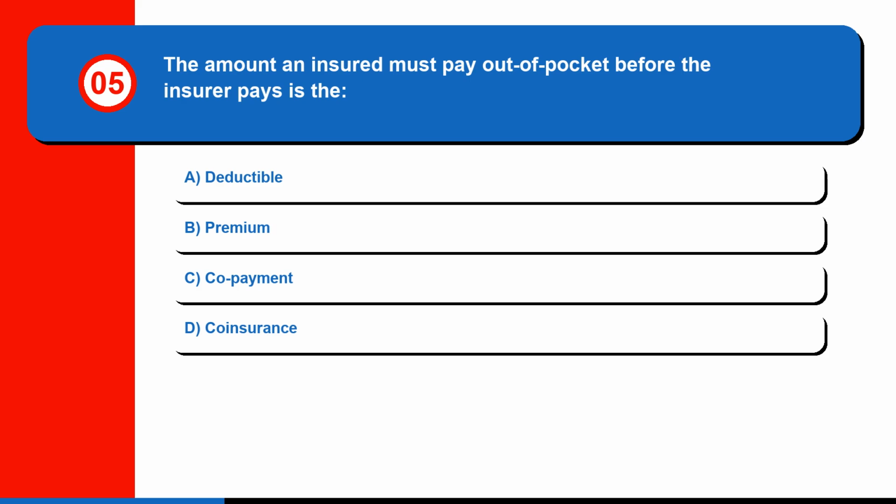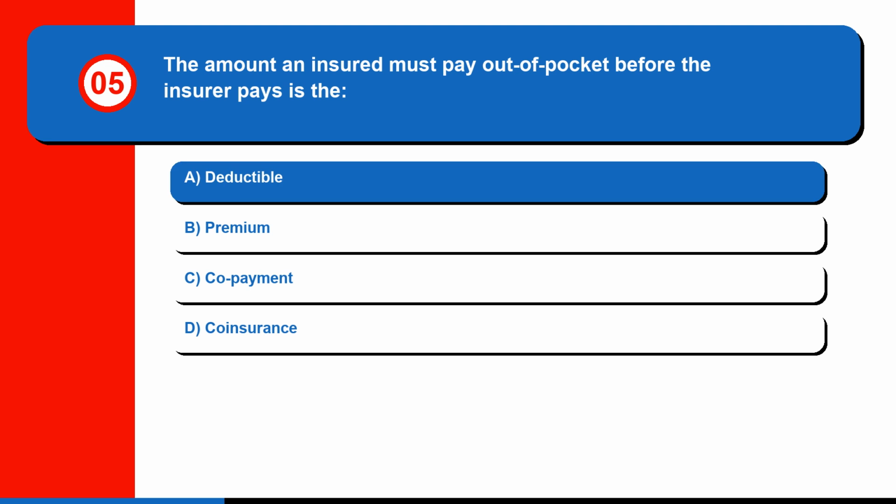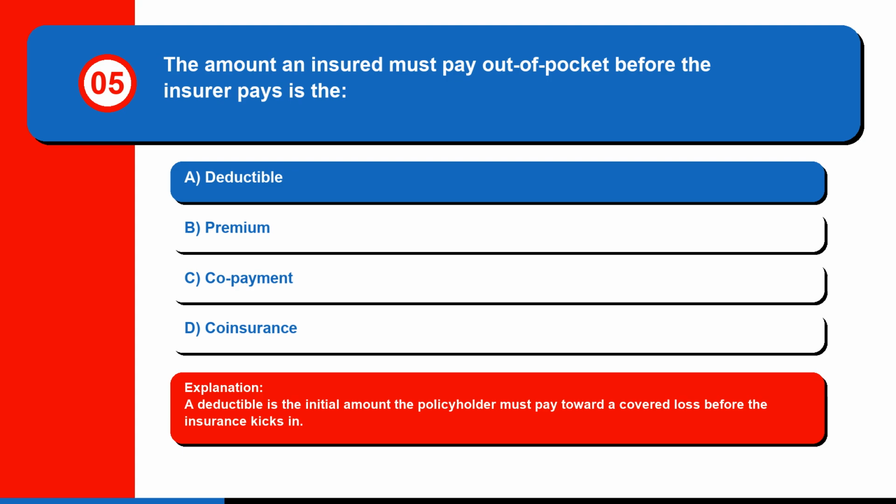Question 5. The amount an insured must pay out of pocket before the insurer pays is the A. Deductible, B. Premium, C. Copayment, or D. Coinsurance. The correct answer is A. Deductible. A deductible is the initial amount the policyholder must pay toward a covered loss before the insurance kicks in.